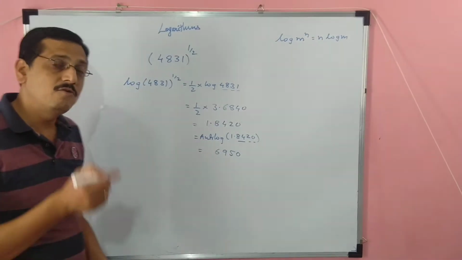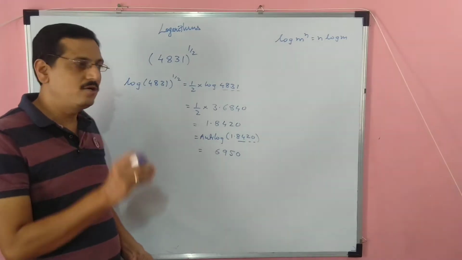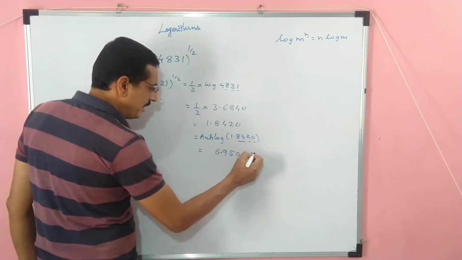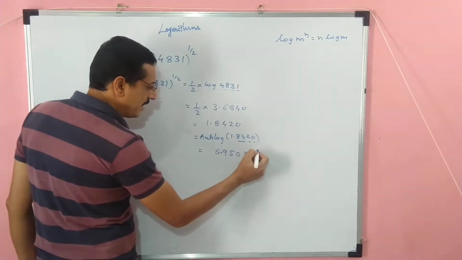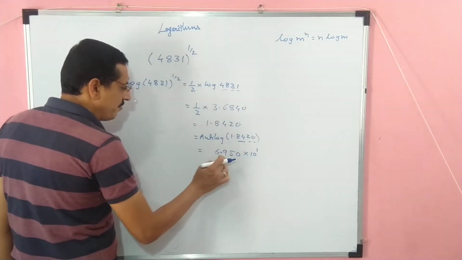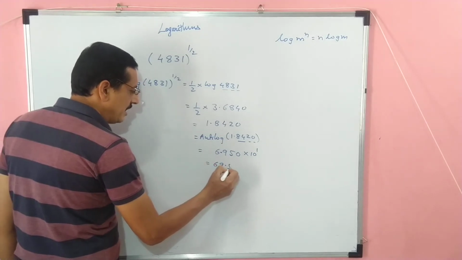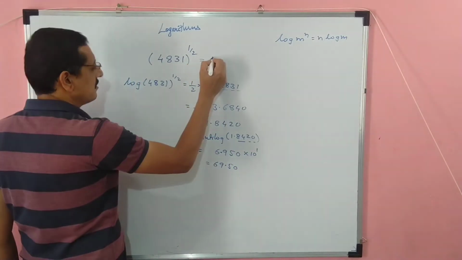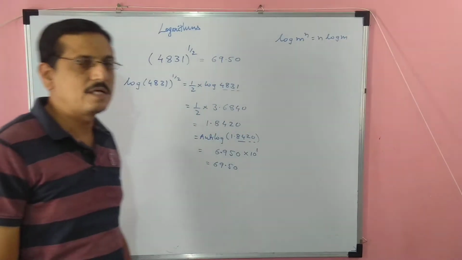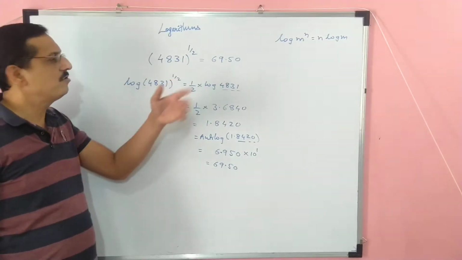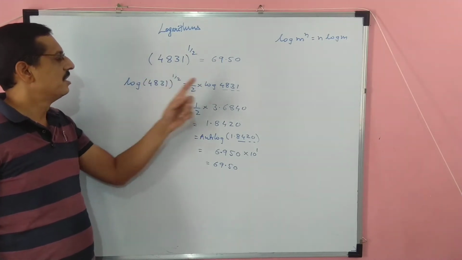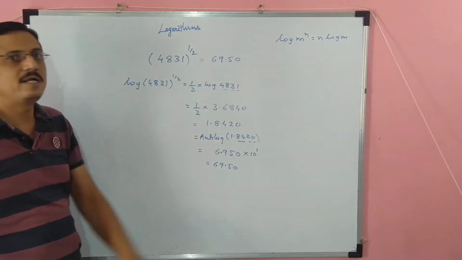Now we have to give the characteristic. If you remember, I told you to always put the decimal point after the first digit, multiplied by 10 to the power of the characteristic. Here the characteristic is 1, so it is 10 to the power 1. If I multiply by 10 to the power 1, this value will be 69.50. This is the answer. Check the value on your calculator if you want to verify it. You can use the square root or the normal method, and by the normal method the square root comes out to be 69.50.